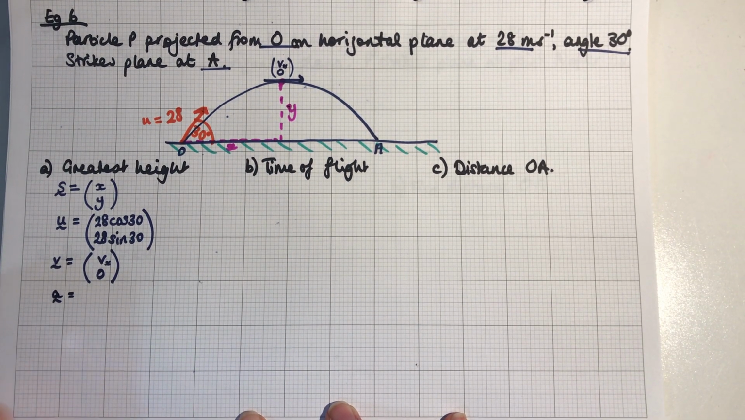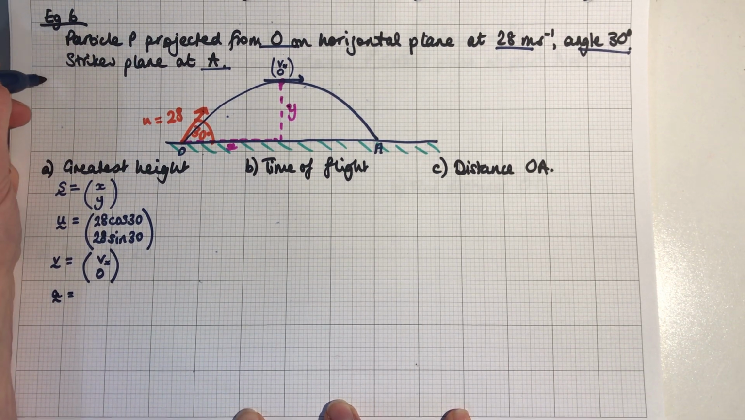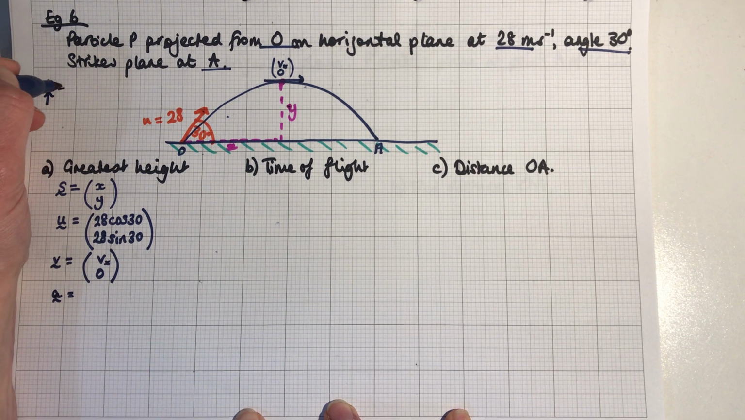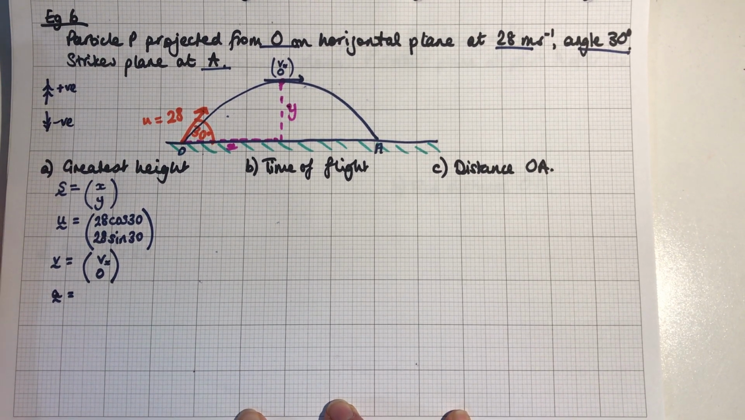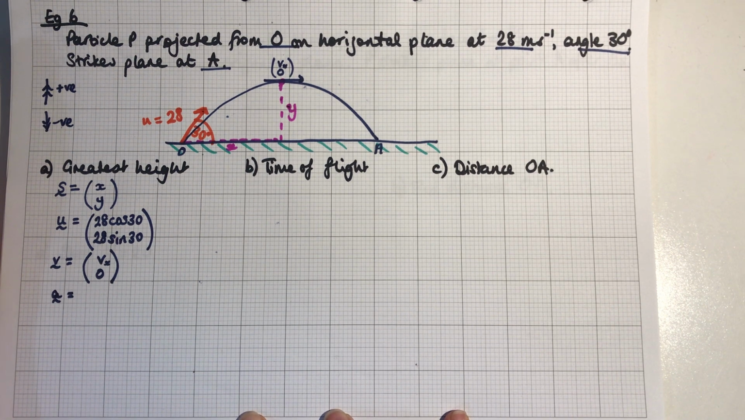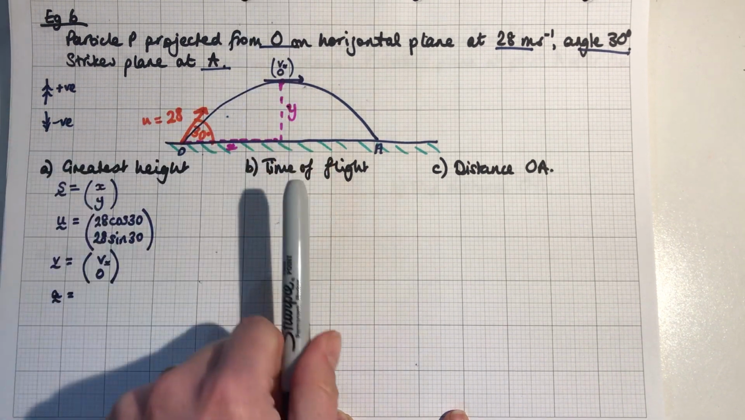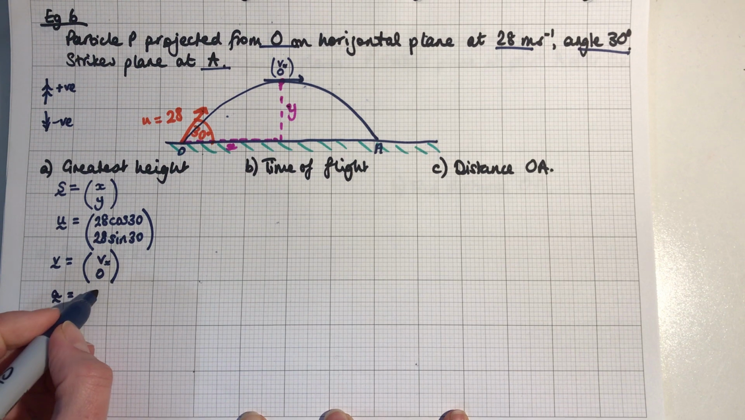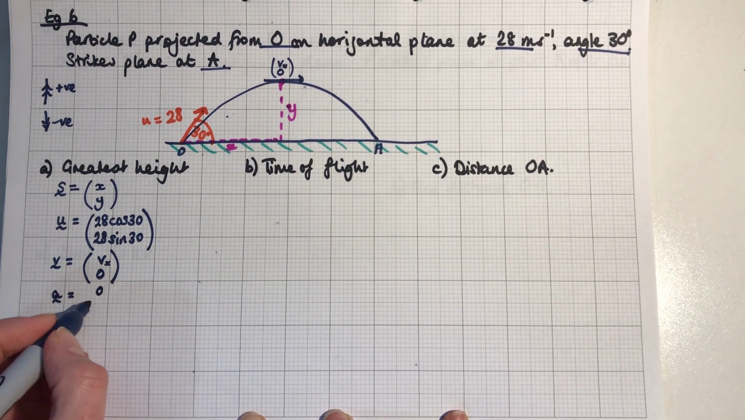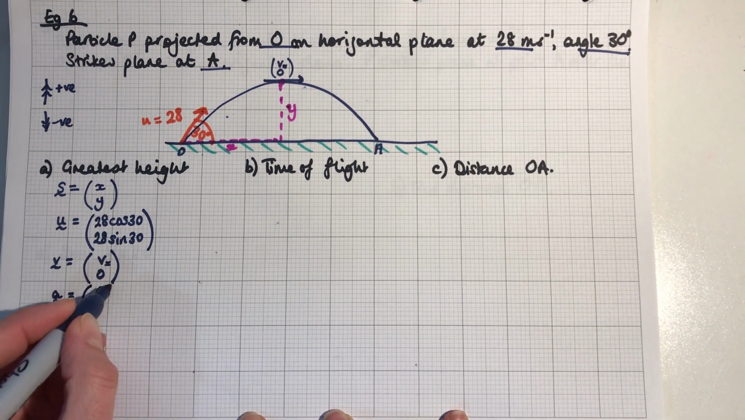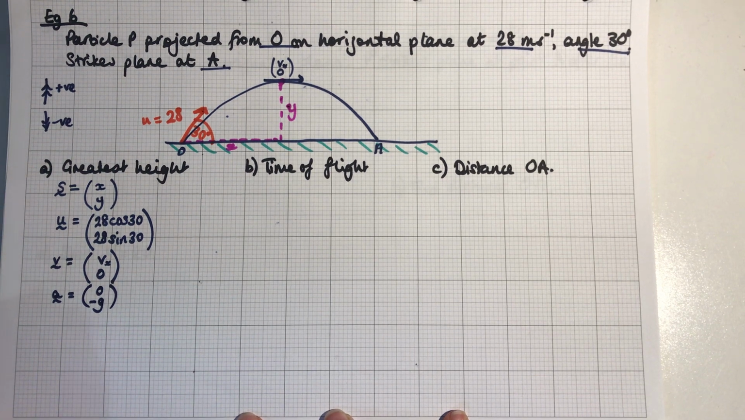Now, A, in every single one of these questions, our acceleration is always acceleration due to gravity. And remember, we've talked about this before, anything going upwards is positive, anything coming downwards is negative. And acceleration due to gravity is 9.8 metres per second squared vertically down towards the Earth. So this always has a horizontal component of 0 and a vertical component of minus g, where g is 9.8. And then finally, the time of flight, we don't know that, so we'll just put t.